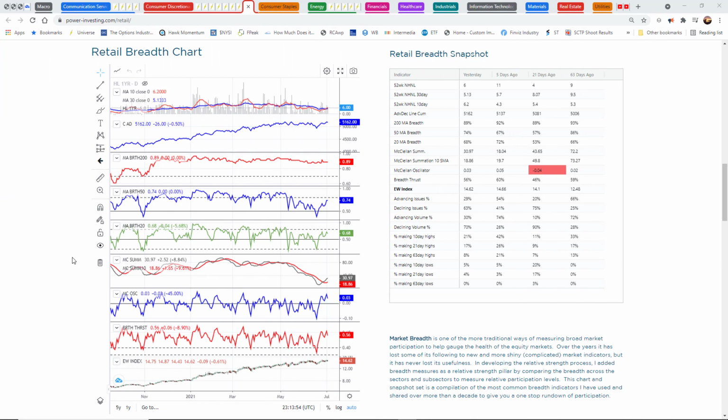So breadth, or relative participation, is our third pillar of relative strength that we go to try to figure out if this is an area of the markets that we want to concentrate on or that we want to avoid at any given point.